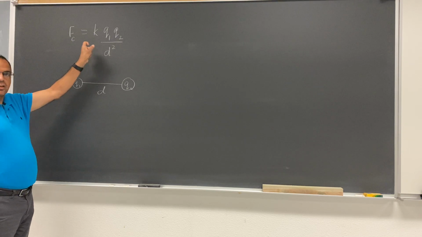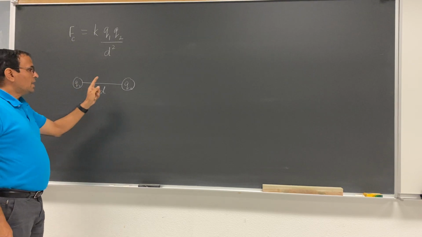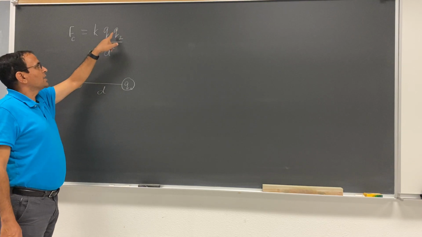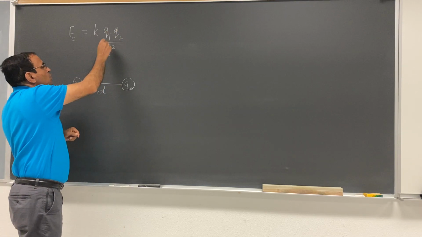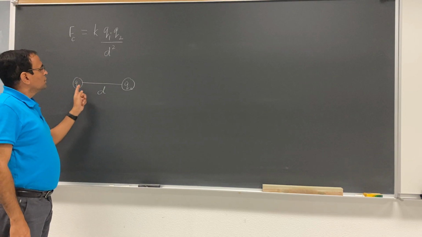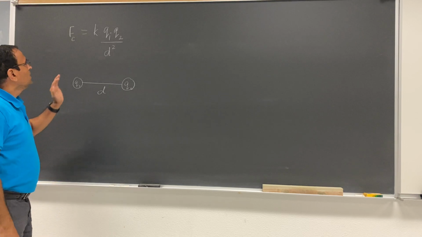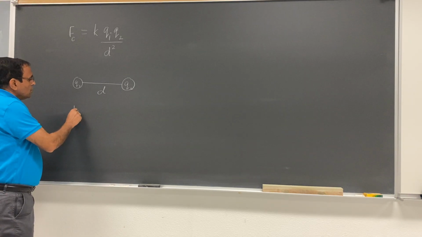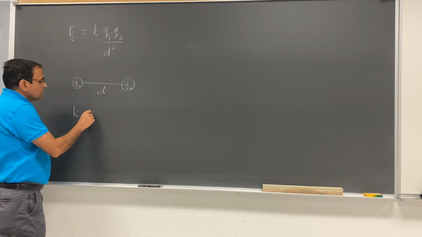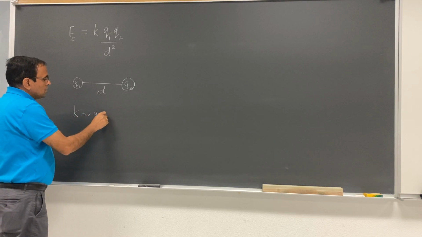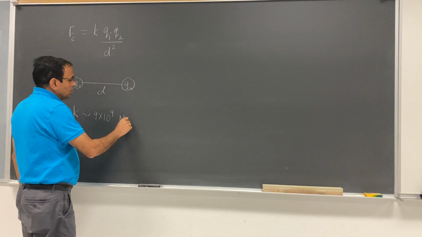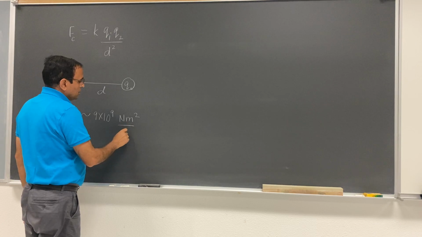The electrostatic force between two charged objects is directly proportional to the product of the charges, Q1 times Q2, and inversely proportional to the square of the distance between the two charged particles. Here K is the Coulomb constant, a proportionality constant, approximately equal to 9 times 10 to the power 9 Newton meter squared per Coulomb squared.